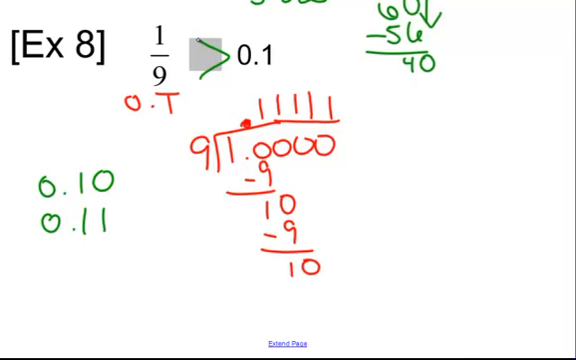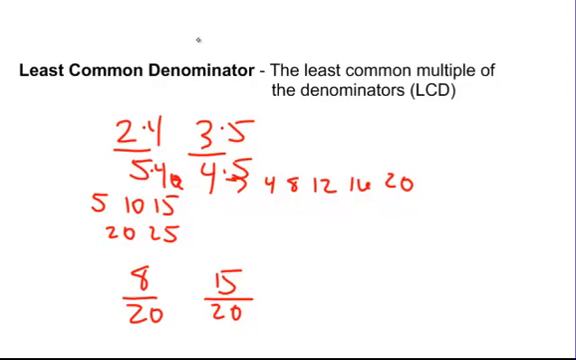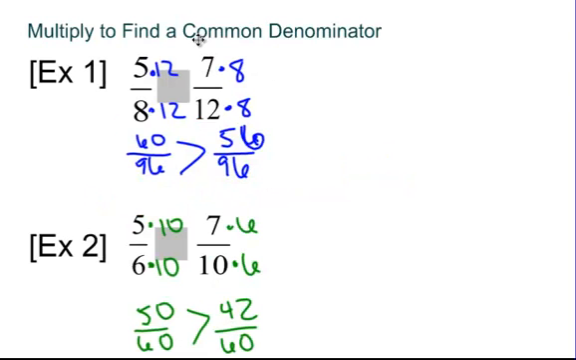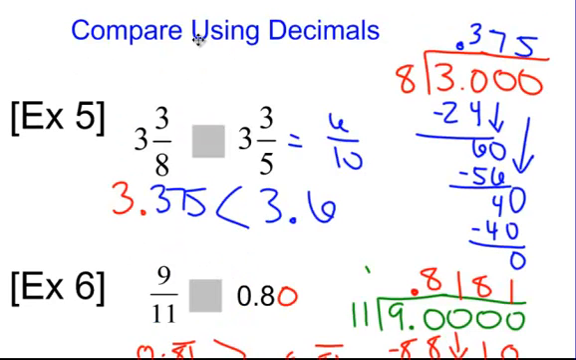Okay, remember, least common denominator. Find a common denominator, then compare the numerators. That's kind of easy. Or change everything into decimals.